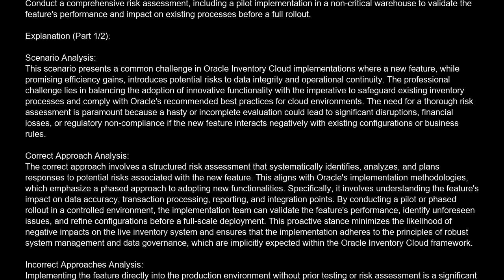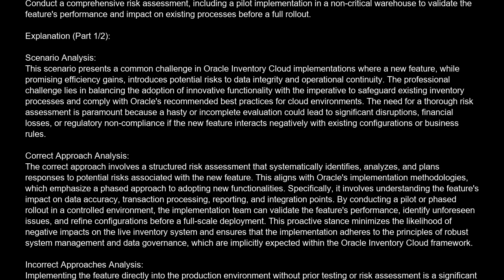The professional challenge lies in balancing the adoption of innovative functionality with the imperative to safeguard existing inventory processes and comply with Oracle's recommended best practices for cloud environments. The need for a thorough risk assessment is paramount because a hasty or incomplete evaluation could lead to significant disruptions, financial losses, or regulatory noncompliance if the new feature interacts negatively with existing configurations or business rules.